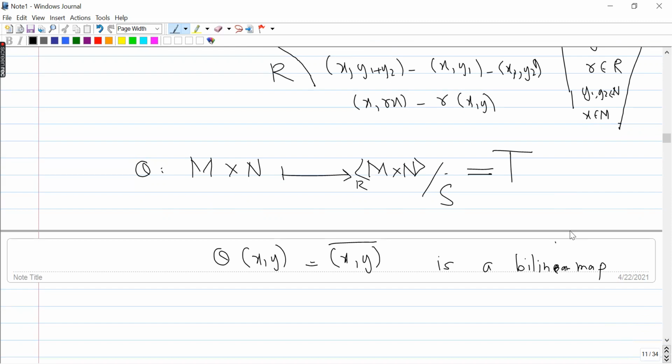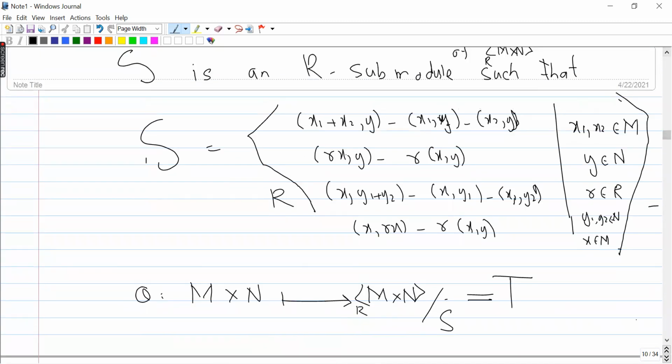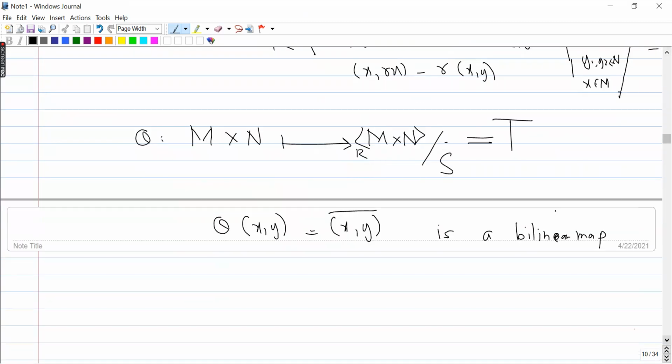We constructed the tensor product of M and N, which is equal to T, and it is just defined as the quotient module of the free module generated by M cross N over S, where S is defined in this way. And why did we select these generators of S? Because from M cross N to this quotient module, I want to see this canonical map theta, which is the natural map, as a bilinear map. So that's why I selected generators of S in this way.